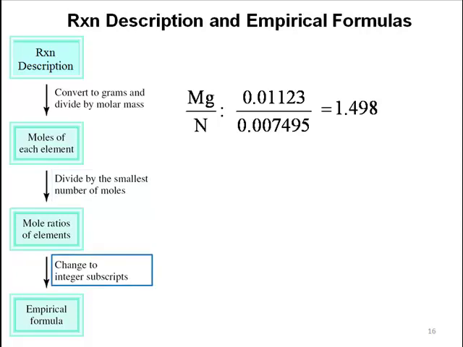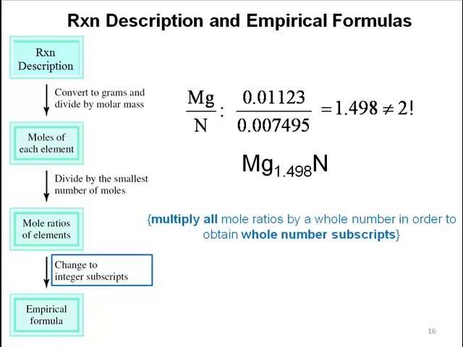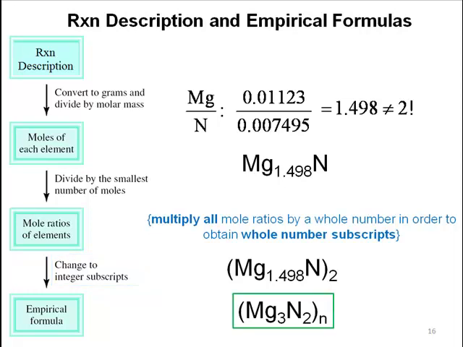So if you change this to subscripts, okay, 1.498 is not equal to 2. It's not equal to 1 either. So Mg1N1.498, that would be a good formula, but it's not good enough. We multiply the whole thing by 2. Mg2N2.996 is Mg3N2. And this here would be our formula for this particular compound known as magnesium nitride.